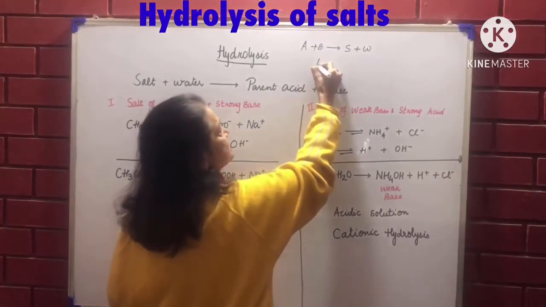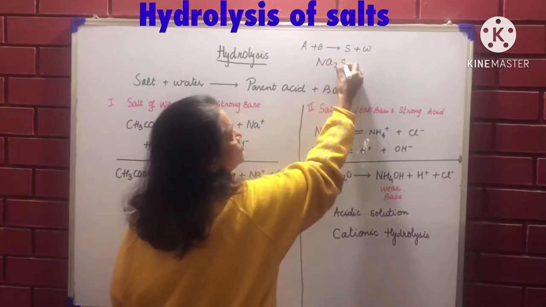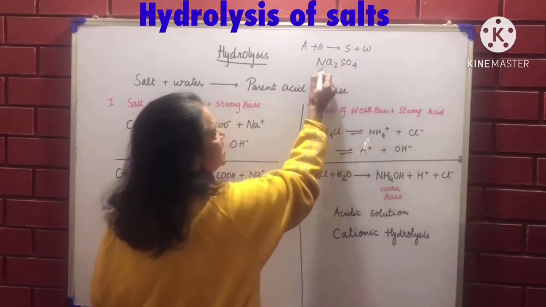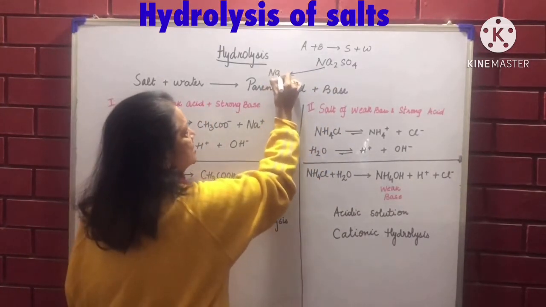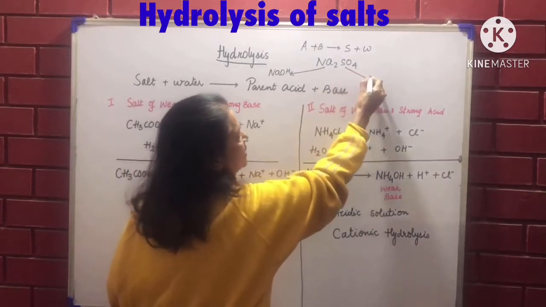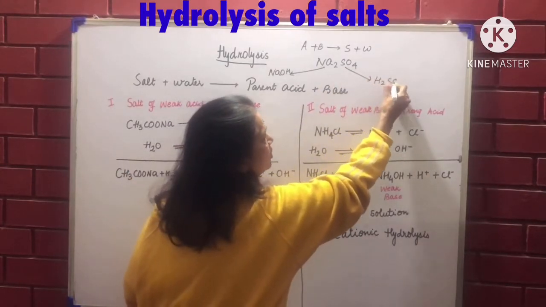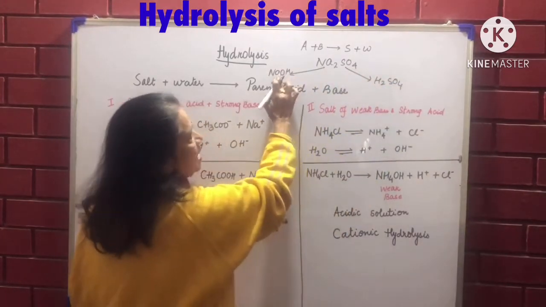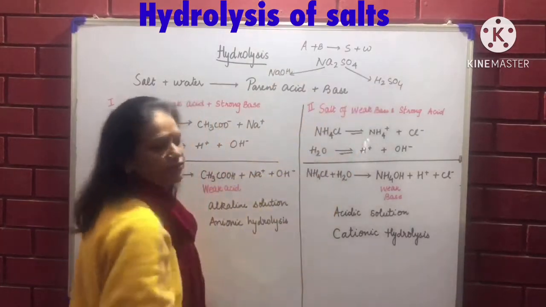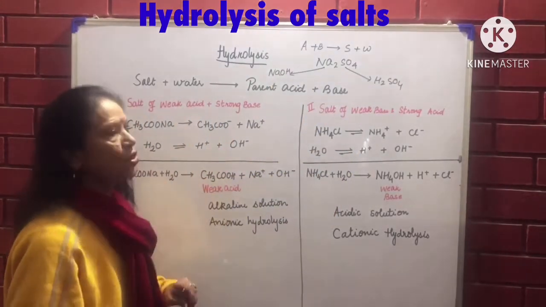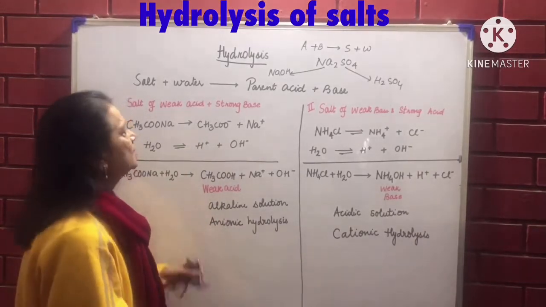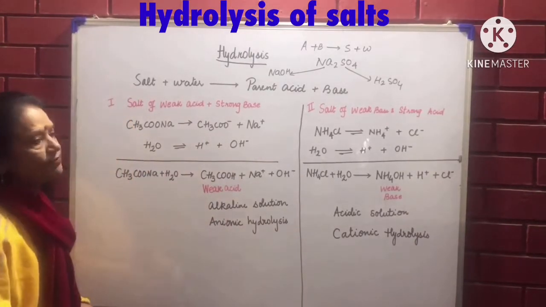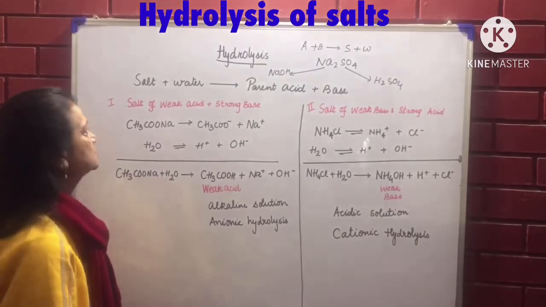Supposing I say the salt is Na2SO4. You will change this into a base, which is NaOH, and you will change this into an acid, H2SO4. So you will say it is made out of NaOH and sulfuric acid, and this is a salt of a strong base and a strong acid. Now look at this. What is going to happen when I hydrolyze a salt?